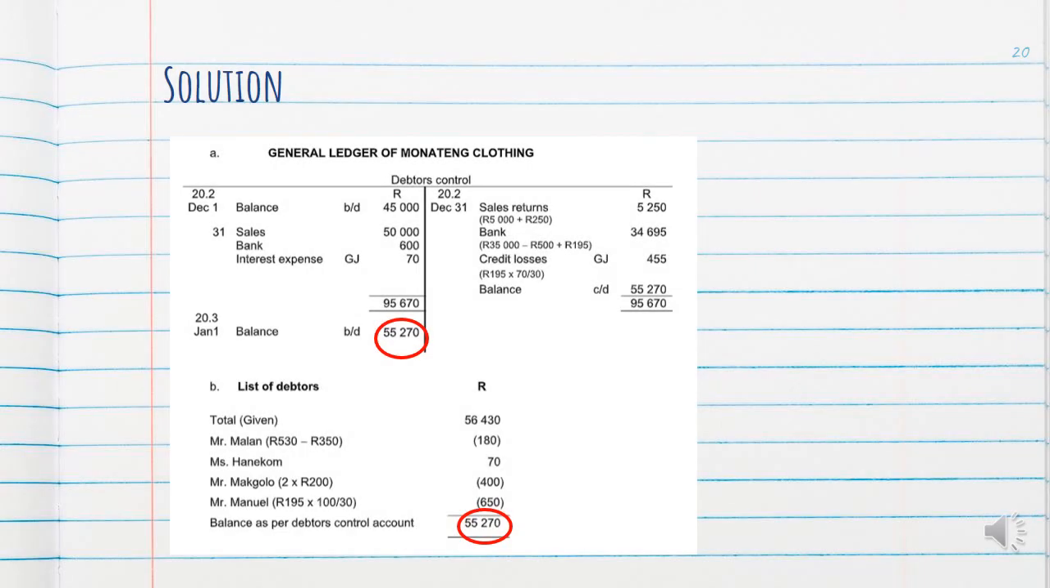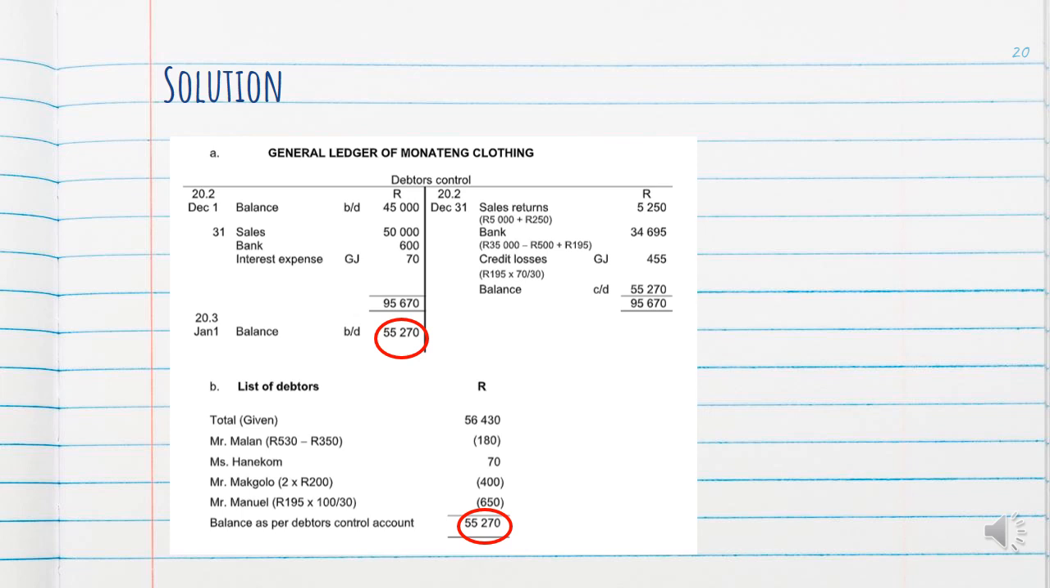So over here I have given you the solution. Like I said, I'm not going to go through the whole question with you. If you do have any specific questions, you're more than welcome to message me or email me. But we had those 6 additional transactions that we noticed were our mistakes in our books. Once those 6 transactions were fixed in the solution, as you can see, the balance as per debtors control account, which is 55,270, matches up with our list of debtors balancing amount. That is what you're trying to do.